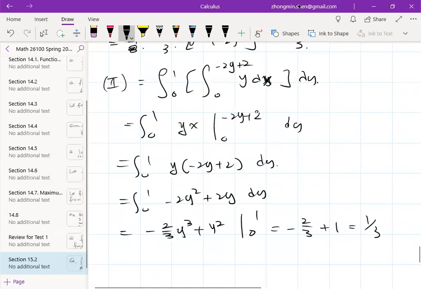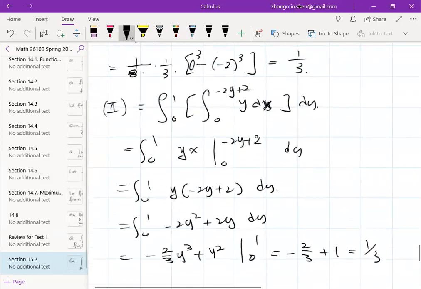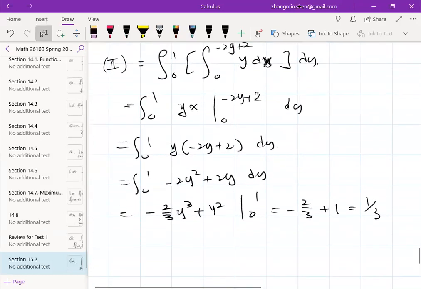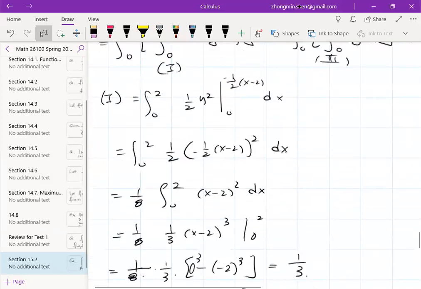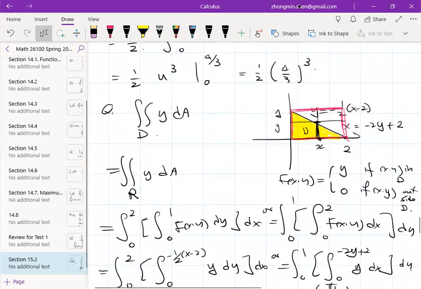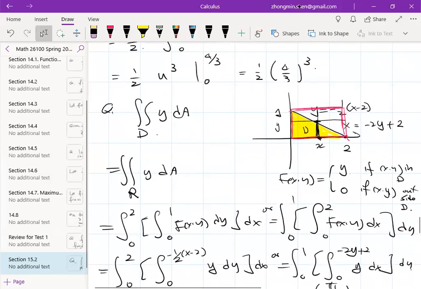This is a problem I show you using two different iterative integrals, and you end up with the same answer. Okay, let's go over this problem quickly. This time you're given the domain, and you have a double integral, and it has dA there. It does not mean anything, there's no x, no y. That's dA, the standard notation for a double integral.